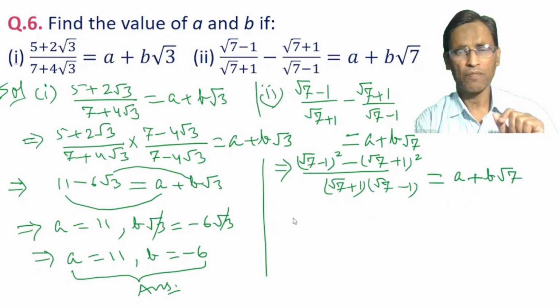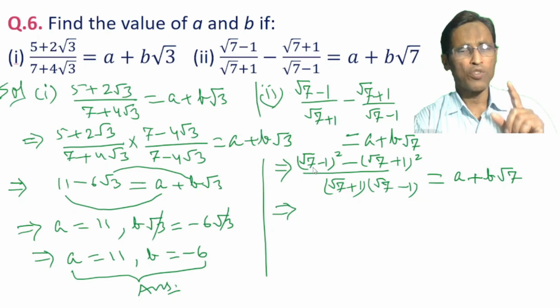In the next step, the numerator root 7 minus 1 to the whole square minus root 7 plus 1 to the whole square is based on the identity a minus b to the whole square minus a plus b to the whole square, which is equal to minus 4ab.